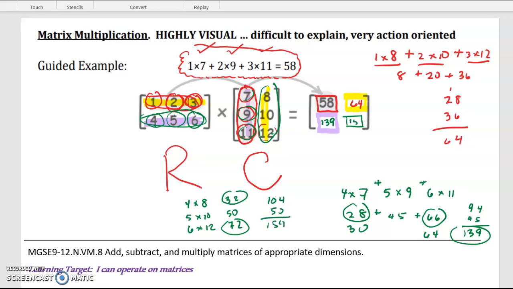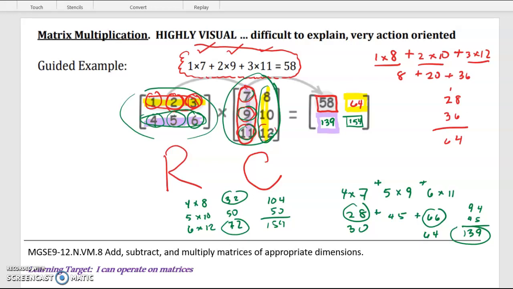Lots of scratch work with this, guys. And that's our answer. Okay? All right. So that's the physical action of multiplication. It's not bad, it's just strange. You multiply across and down. Across the first, down the second, always, no matter what.